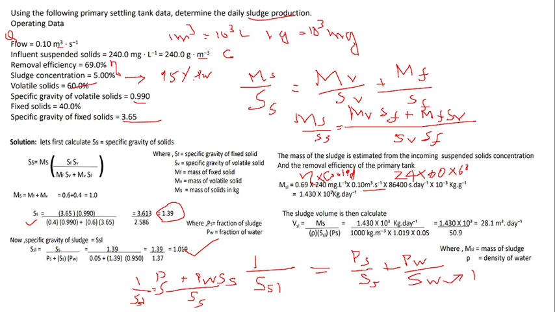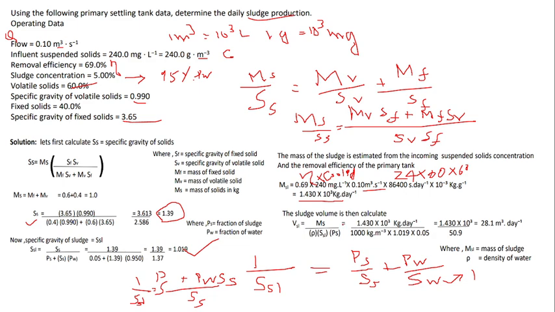Here it is in mg per liter, so we are converting it to gram. Initially, the mg per liter, when converting to meter cube, cancels this one, and then the gram will be remaining. To convert the gram to kg, we are multiplying it with 10 power minus 3. That is what is happening here. Unit conversion is there. Now the mass of the sludge is obtained as 1.43 into 10 power 3 kg per day.